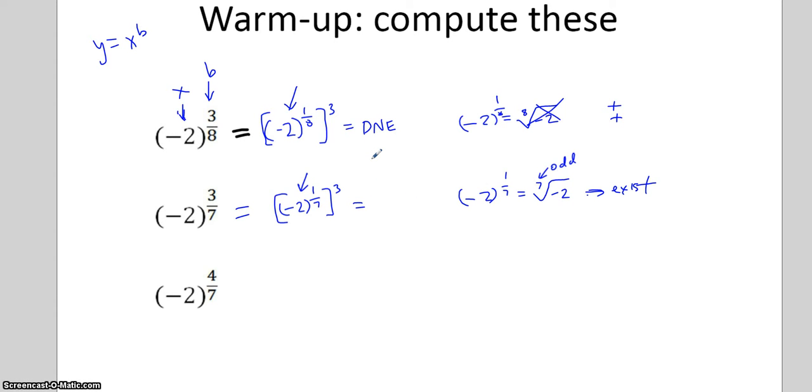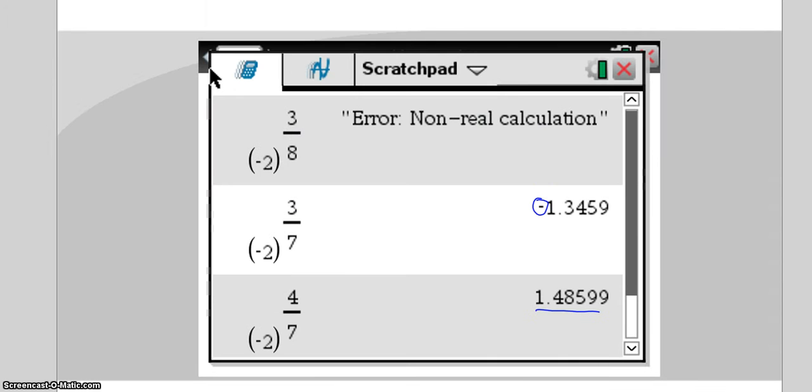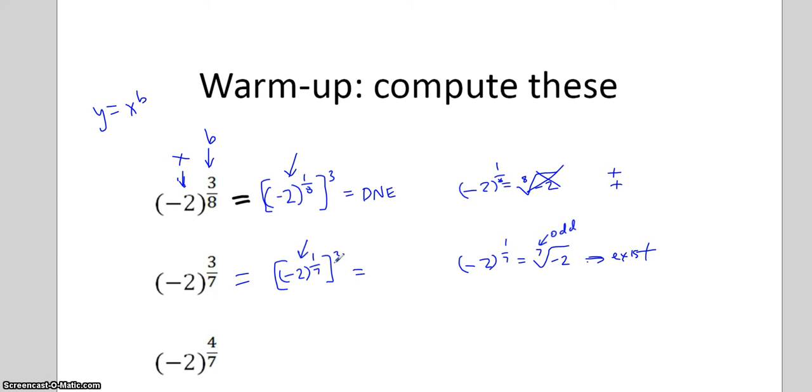And this is not easily done in our head, but we can go back and look at the calculator screen here, and it was negative 1.3459. So here for the second one, we can see why the number in fact exists, and why it's a negative number, because it's this negative number. And when we have a negative number, we know that this negative 2 to the 1/7 will be negative. And when we take a negative number and multiply it by itself 3 times, that's going to give us the fact that this is a negative number.